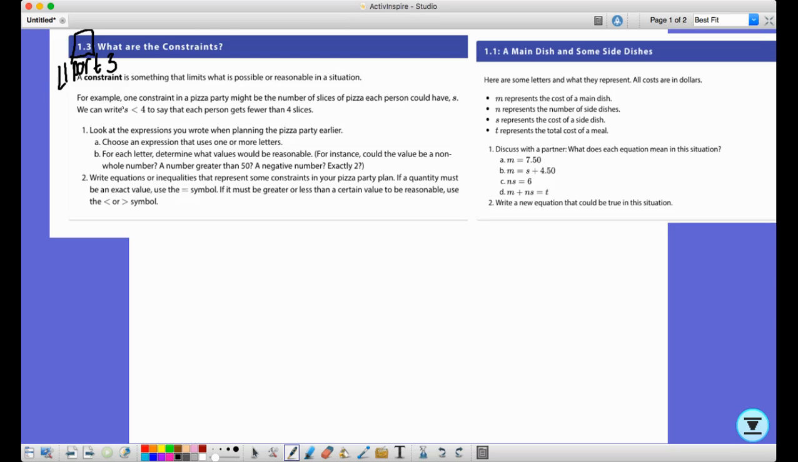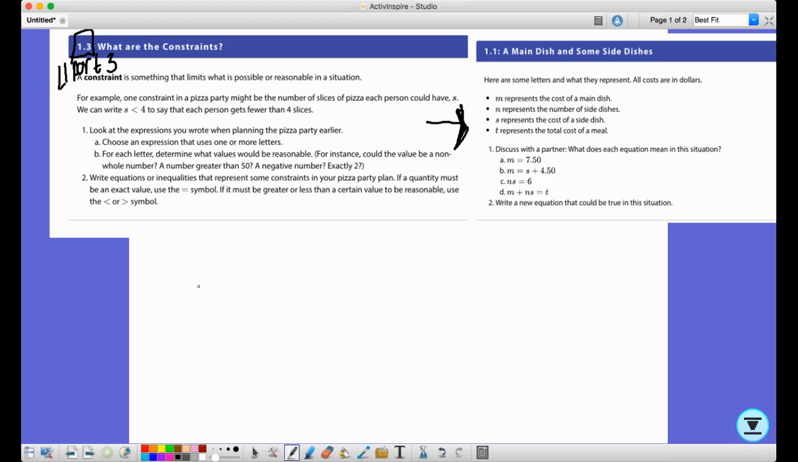So we could say that S is less than 4 to say that each person can get fewer than 4 slices. Looking at the expressions you wrote when planning a pizza party earlier, we're going to use the same variables over here, okay? A, choose an expression that uses one or more letters. And B, for each letter, determine what values would be reasonable. For instance, could the value be a non-whole number, a number greater than 50, a negative number, or exactly 2?